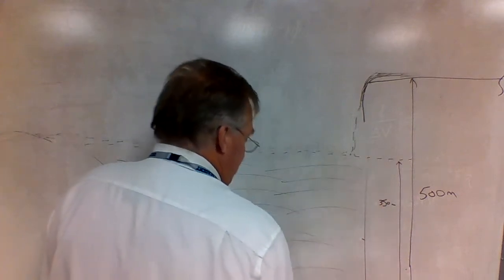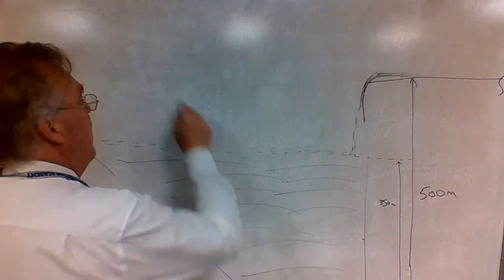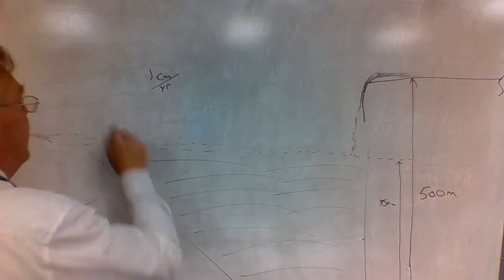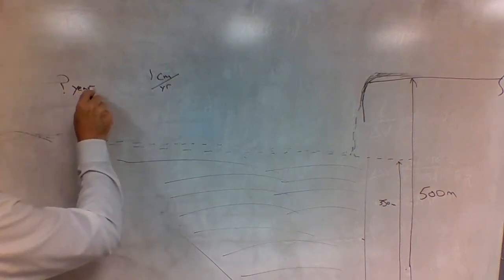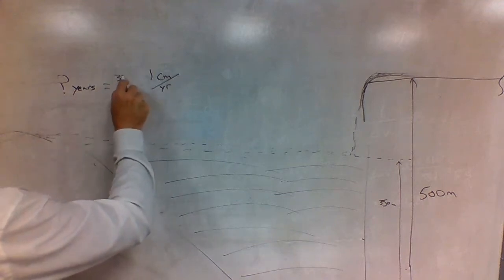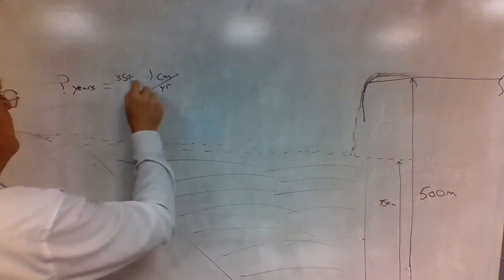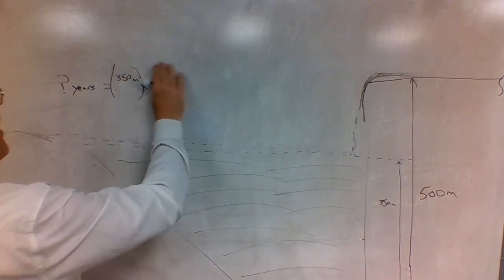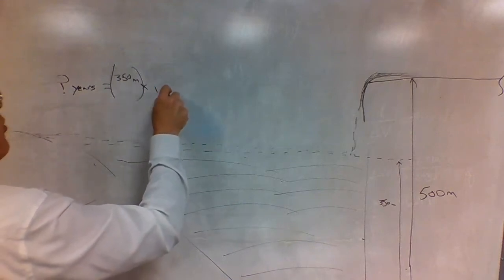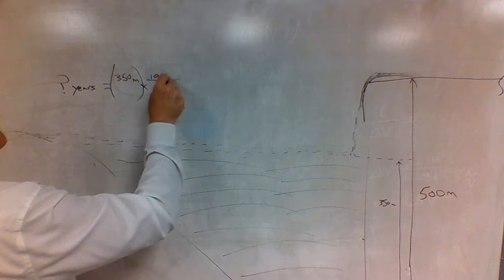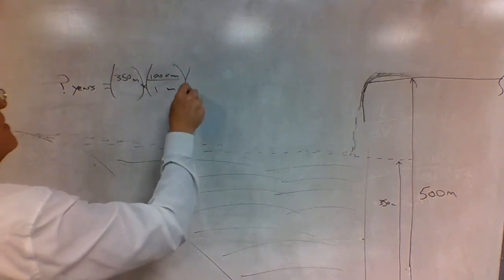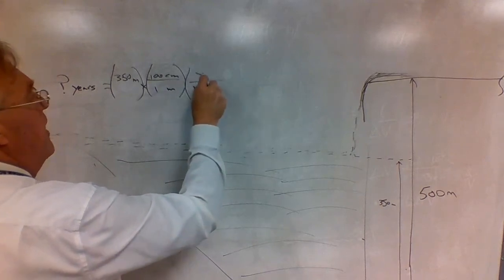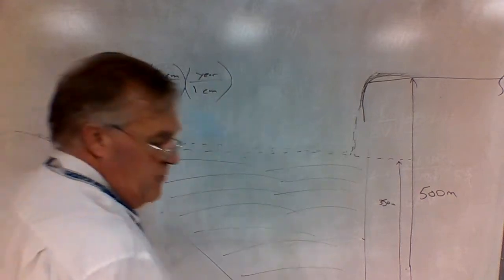All right? And we know that this gets deeper by 1 centimeter per year, right? And the question is, how many years equal 350 meters times 1 centimeter per year is upside down. Now what we have to do is we need to say 1 meter is 100 centimeters, and then we have to say 1 centimeter per year, right? Is that how it went?